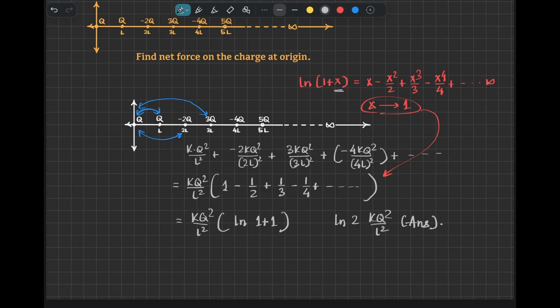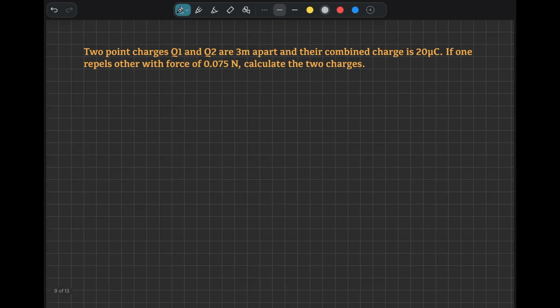Now let's see the next problem. The question is like this. Here you can read the question, take a moment and read the question, pause the video here. Now I'm explaining.